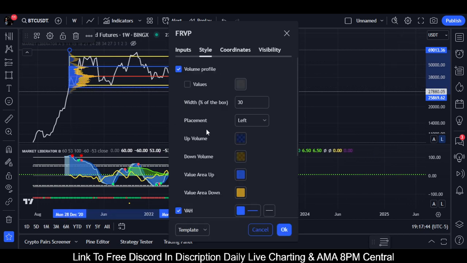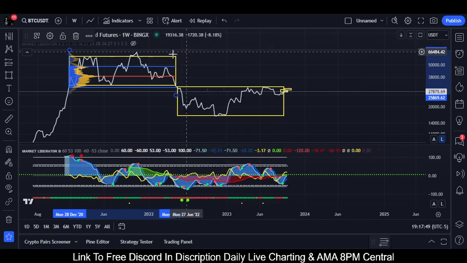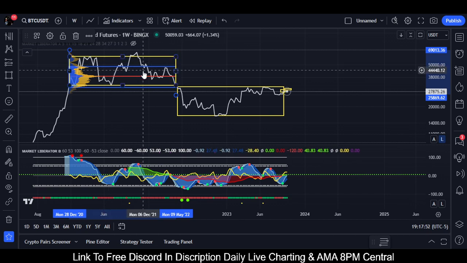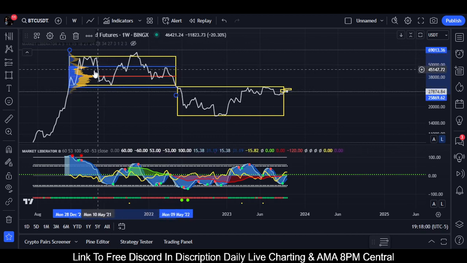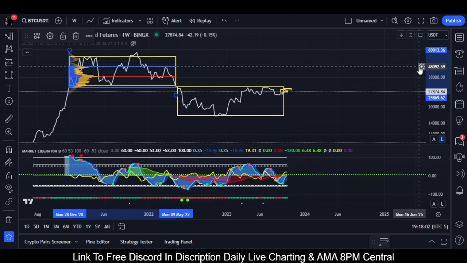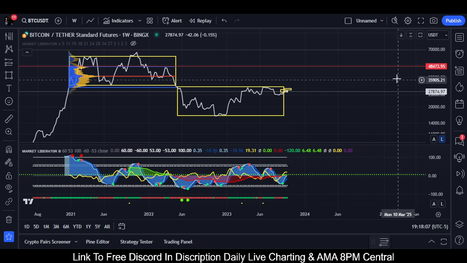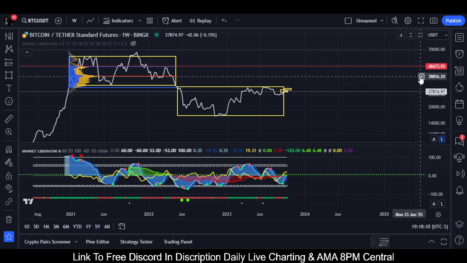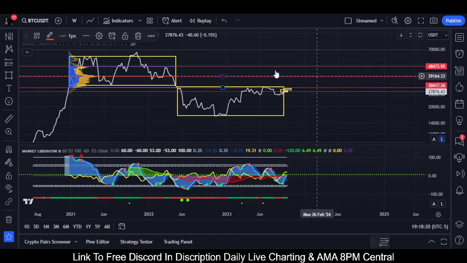And if you come to style, you can turn on your value area high and your value area low. So this is giving us, this is like your RSI, your value area. Anything above it is overbought, anything below is oversold. But this is the key levels in this range, so we can mark them out. When price was trading in this range, these were the key levels. Here's the point of control, and here is our value area low. We'll change them to match.